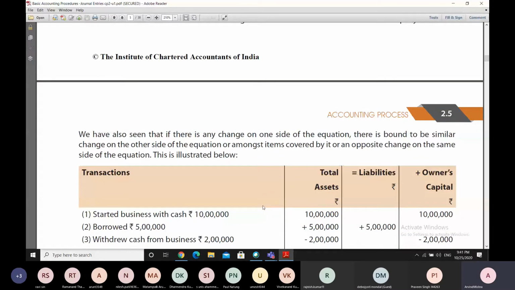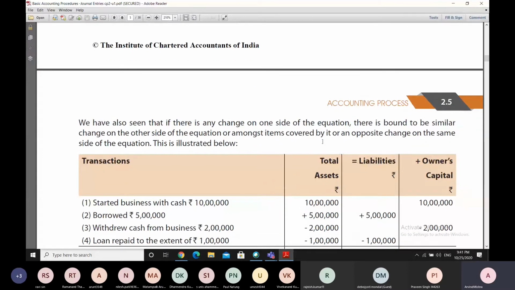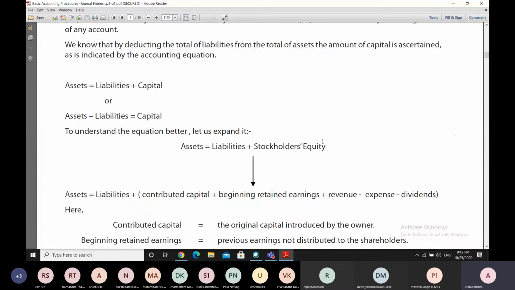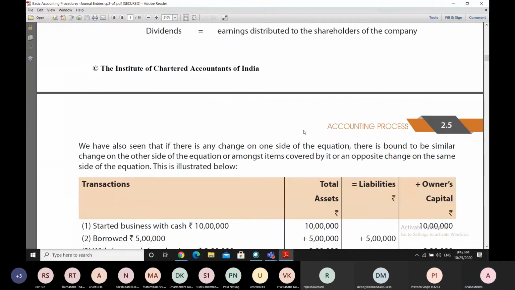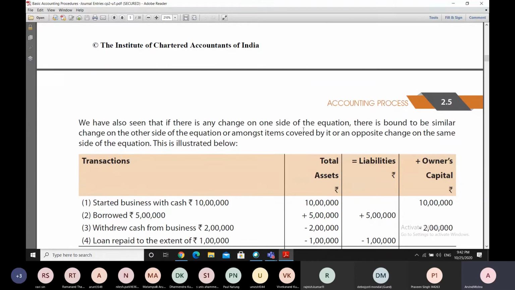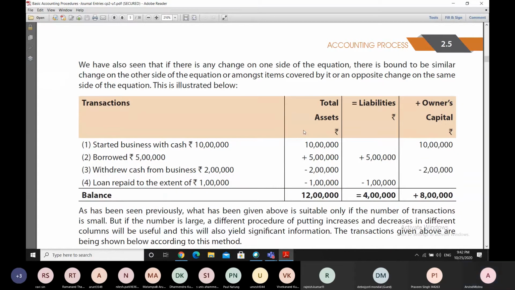Now, we have observed that whenever there is a change on one side of this accounting equation, there will be a corresponding change on the other side also, so that the equation is always validated. It can be illustrated like this. Let us take these 4 examples to understand how this equation remains balanced all the time.